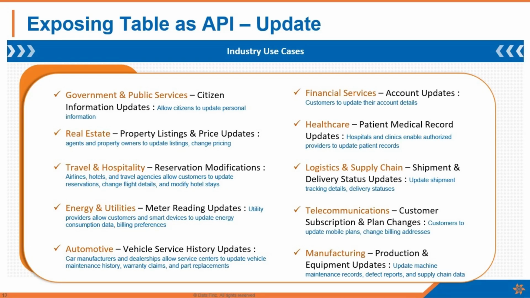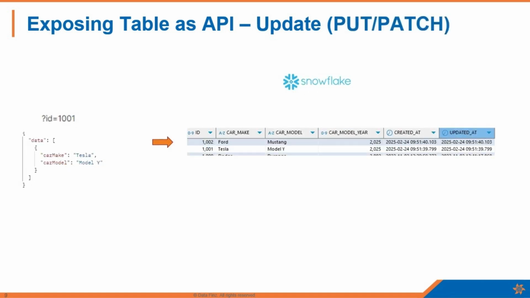Exposing tables as APIs using the update method allows industries to modify existing records, whether it's updating account details, reservations, shipment tracking, or medical records, ensuring data remains accurate and up-to-date across systems. DataFinz enables updates to database records by exposing tables as APIs, supporting put or patch methods. This allows users to modify existing data efficiently through API requests, ensuring smooth and secure data integration without any coding.